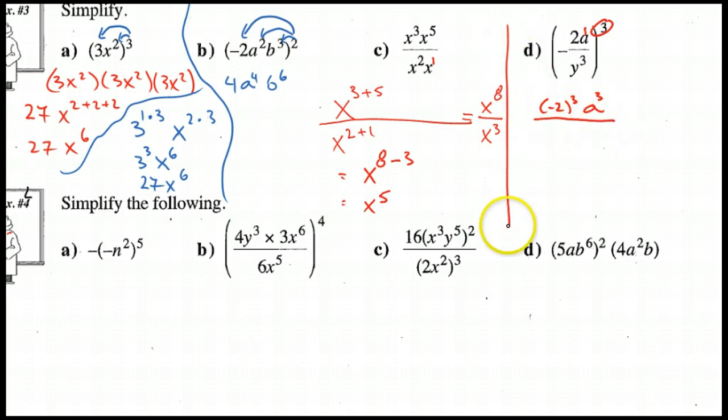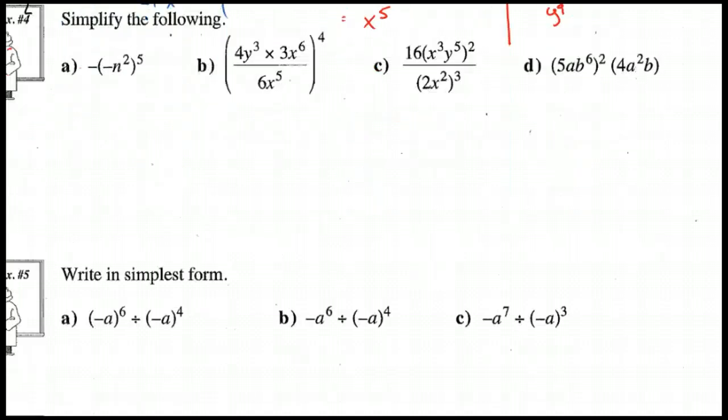Let me make a line here. And then y to the 3 times 3, because that y also gets the exponent. So -2 to the power of 3 is -8. 8 to the 3, well, that's just 8 to the 3. And then y to the 9.